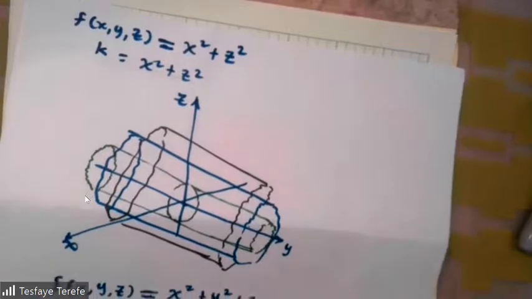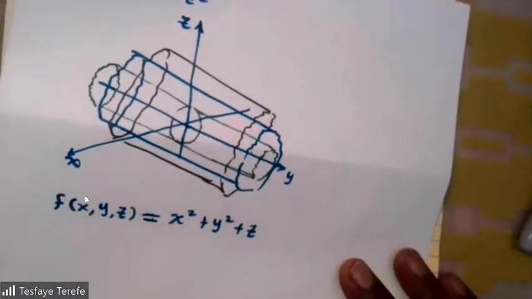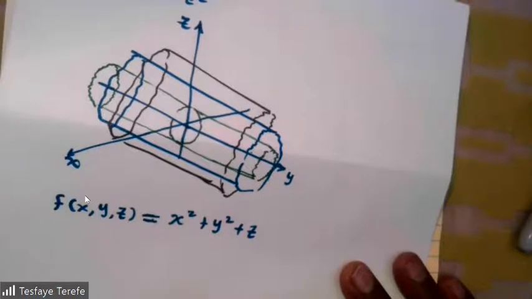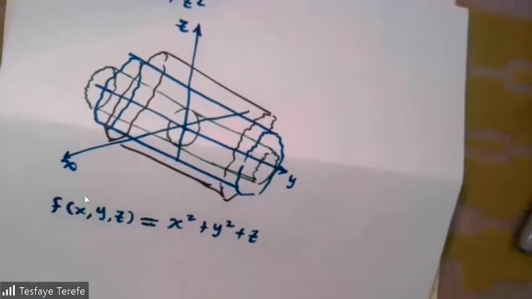Okay, so let's draw these level surfaces. Now you have all the variables, except two are squared and one is linear. And what is really happening?